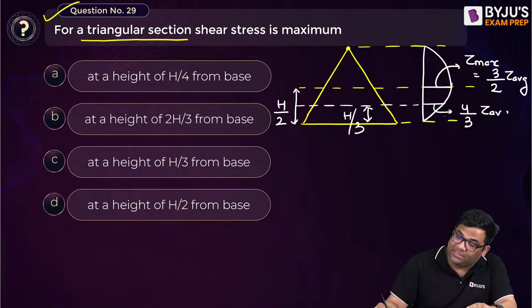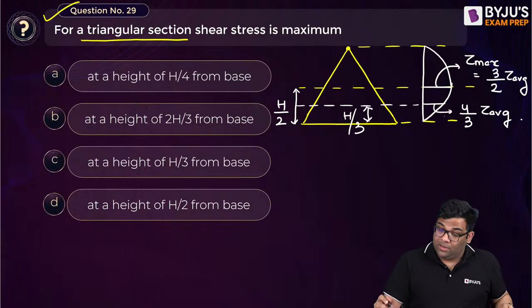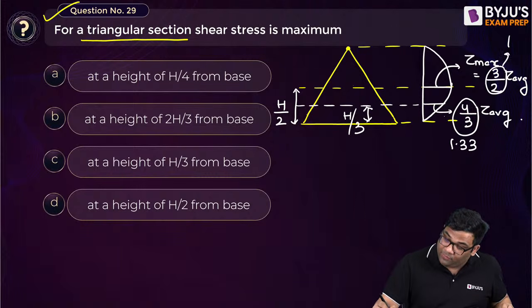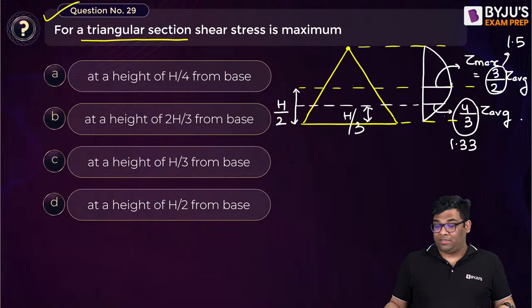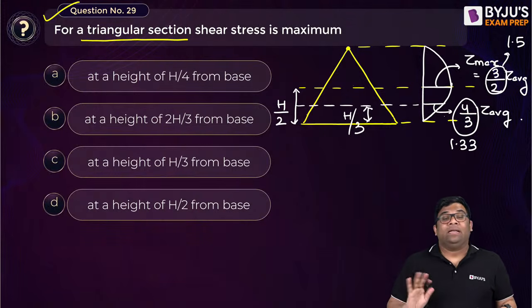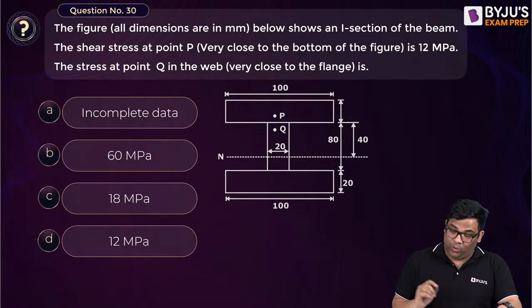And 4 by 3 is less than 3 by 2, na? Yes. See, 4 by 3 is less than 3 by 2. This is 1.33 of the average, and this is 1.5. From the diagram also it is understandable. Understood? So we get the maximum here. We don't get it at the neutral axis. Understood? Question number 29.